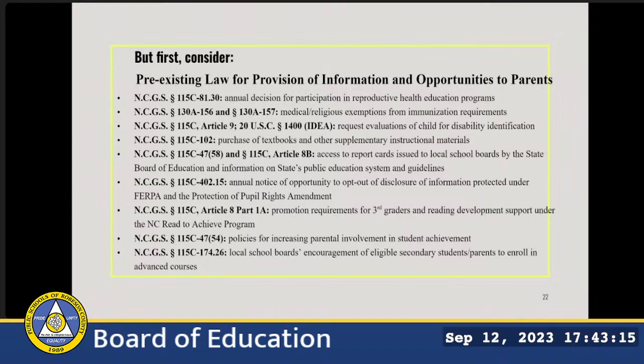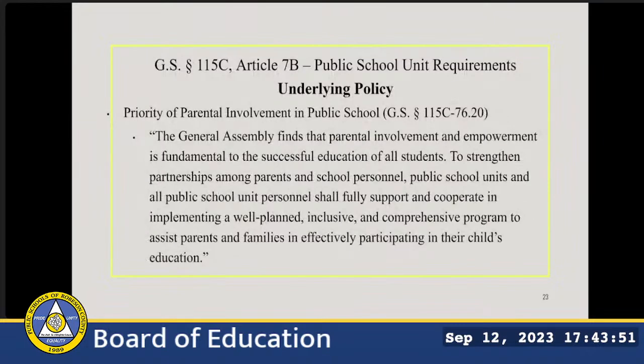We've got 402-15, annual notice of opportunity to opt out of disclosure of information that's protected under FERPA or the PPRA. We've got promotion requirements for third graders that they'll be able to read at the end of third grade in the Read to Achieve program. We've got policies for increasing parental involvement in student achievement. And we've got local boards encouraging eligible secondary students and parents to enroll in advanced courses. So those are all in pre-existing laws. A lot of what part 2 of this law does is bring a lot of that stuff together and then add on to it. So here's the underlying policy that's in the Parents' Bill of Rights.